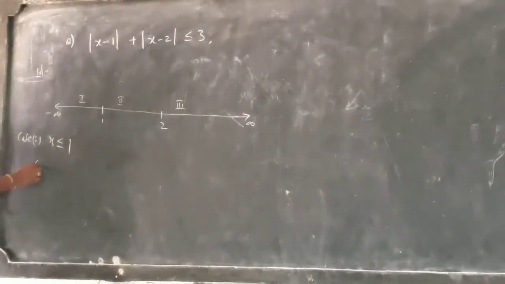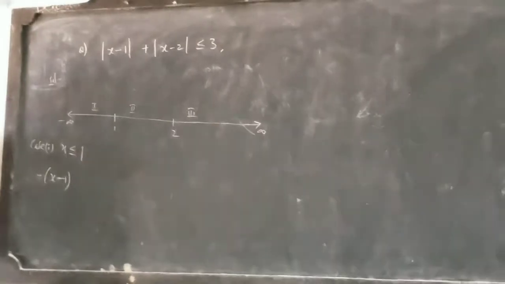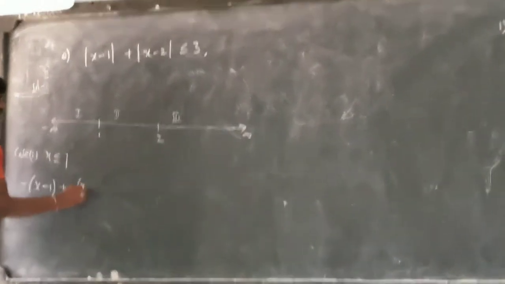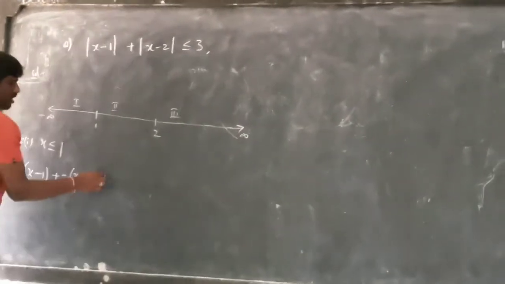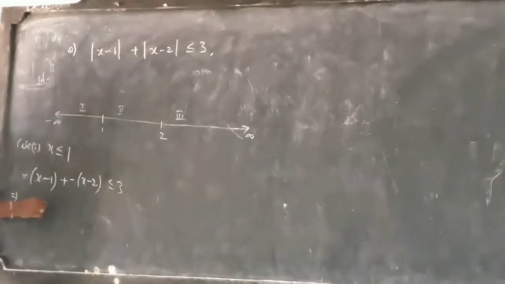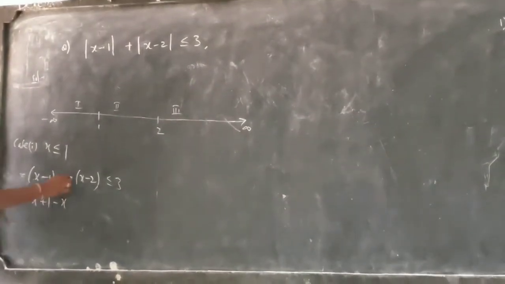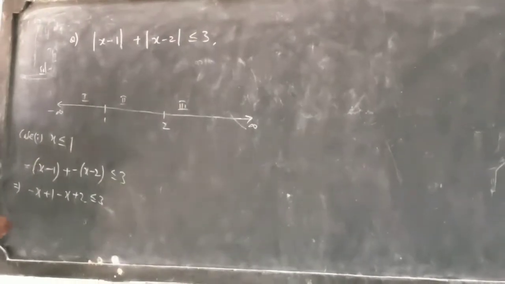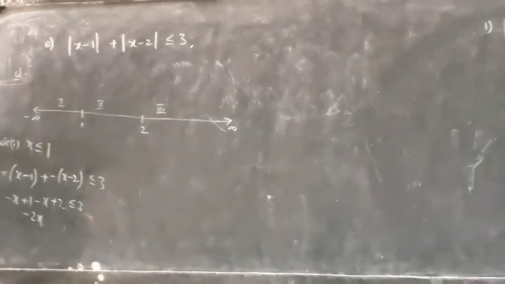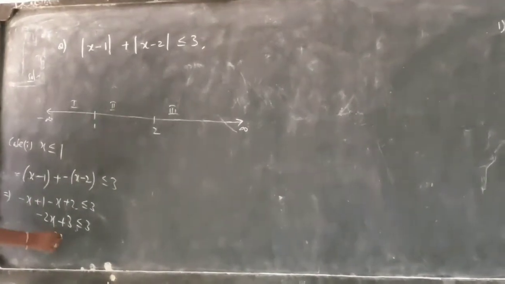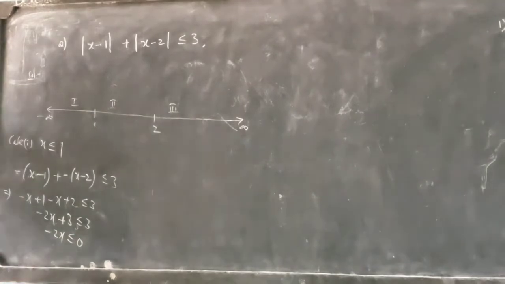So minus of x minus 1, plus minus of x minus 2, less than or equal to 3. What I can write here is minus x plus 1, minus x plus 2, less than or equal to 3. It means minus 2x plus 3 less than or equal to 3. That is minus 2x less than or equal to 0.